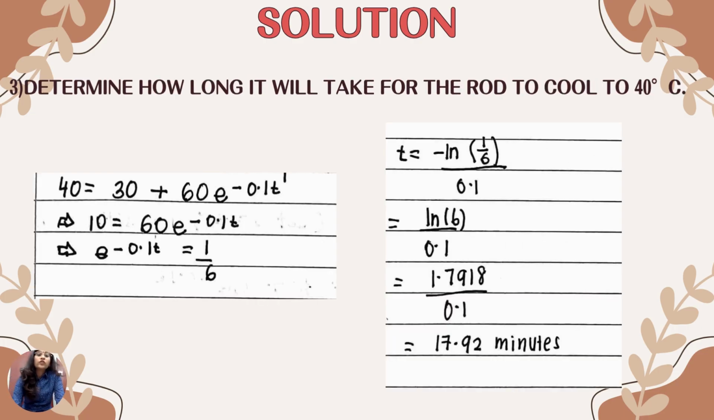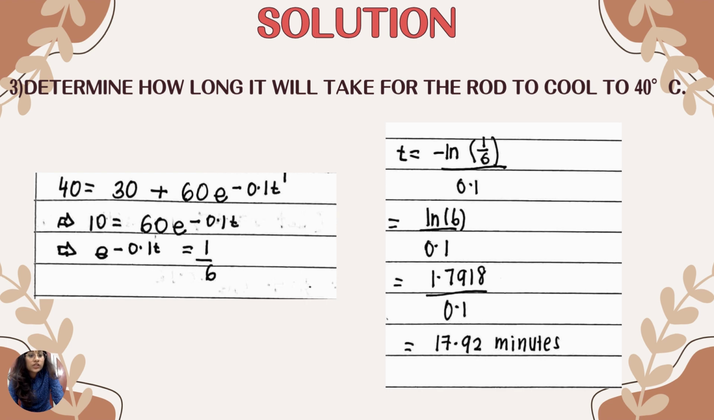So next we will go for the third question, which is to determine how long it will take for the rod to cool to 40 degrees Celsius. So we have to find the time. As we can see here, 40 is the temperature. So 40 equals 30 plus 60e to the power of negative 0.1t, since we have to find the t here. So this 30 we will bring to the left-hand side. So 40 minus 30, we will get 10, equals 60e to the power of negative 0.1t.